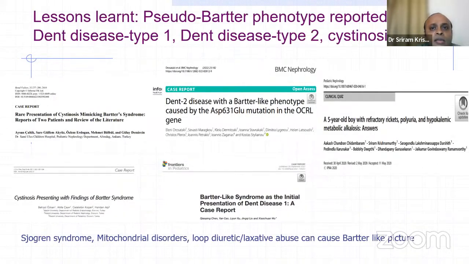So there are many kinds of pseudo Bartter reported among tubular disorders. These include cystinosis, Dent disease type 1 and Dent disease type 2. All have been shown to have a pseudo Bartter kind of picture in many cases. Even in adults, you would see Sjogren syndrome, mitochondrial disorders, and loop diuretic or laxative abuse also mimicking a Bartter kind of picture. This case which we had was notable for refractory rickets, and this we actually published in Pediatric Nephrology.